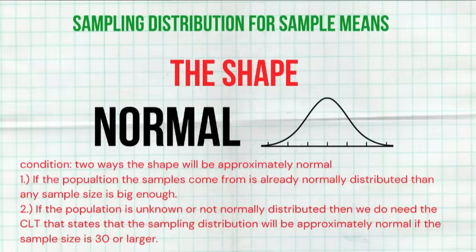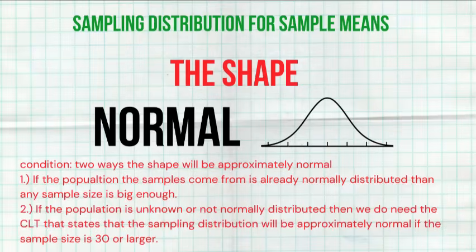And lastly, we have the shape of the sampling distribution, which is going to be normal. But this is where we have to be a little bit careful, because there is no such thing as successes and failures when you're working with quantitative data. You have numbers, right? So here's the deal. If we want the shape to be normal, we actually have two different ways this can happen. If the population that the samples came from is already said to be normally distributed, then any sample size is large enough so that our sampling distribution could be normal. Even a sample size of 1 is going to produce a sampling distribution that's normal if the population is already said to be normal.